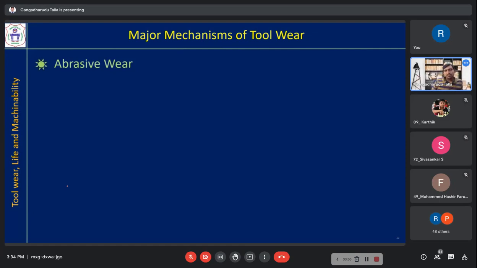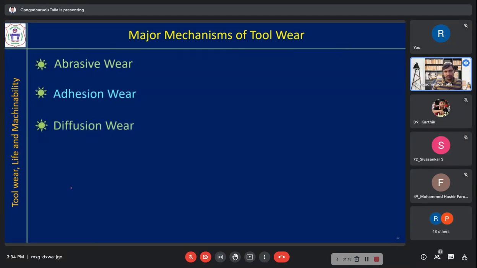First is abrasive wear, so, due to abrasion. Now, we'll see what this is, one by one. Second is adhesion. Obviously, adhesion and abrasion are between the workpiece and the tool or the chip. The chip is a part of the workpiece which is just removed.